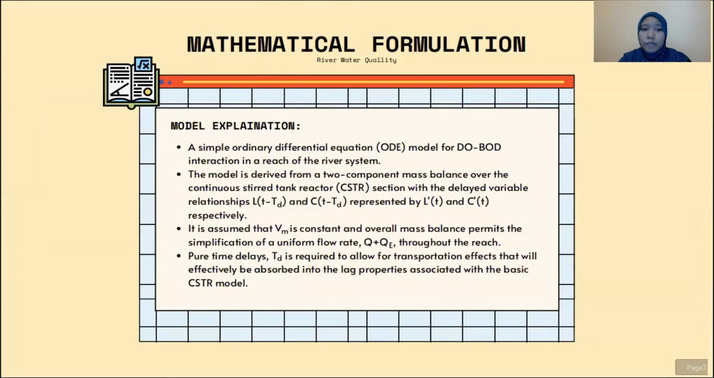This model is a simple ordinary differential equation (ODE) model for the DO-BOD interaction in a reach of the river system. The model is derived from the two-component mass balance over the continuous stirred tank reactor (CSTR) section with the delay variable relationship L(t minus td) and C(t minus td) represented by L'(t) and C'(t) respectively. It is assumed that Vm is a constant and overall mass balance permitted the simplification of a uniform flow rate Q plus QE throughout the reach. Pure time delay td is required to allow the transportation effect that will effectively be absorbed into the lag properties associated with the basic CSTR model.